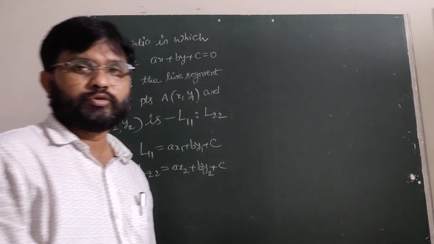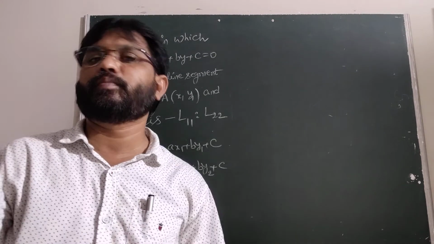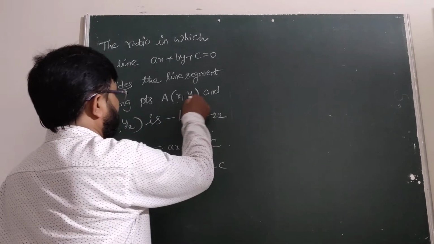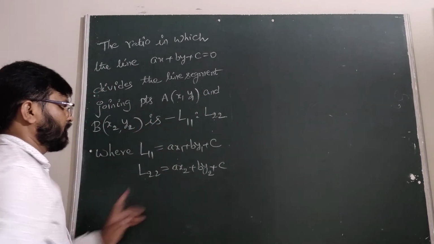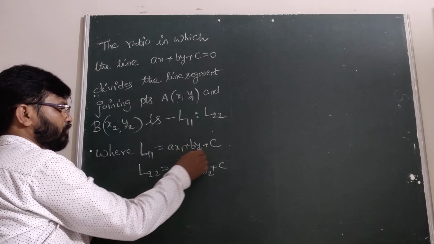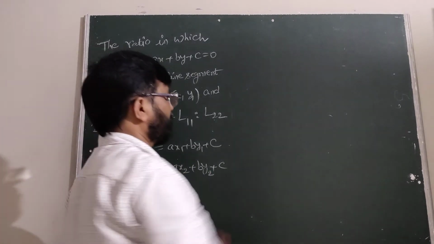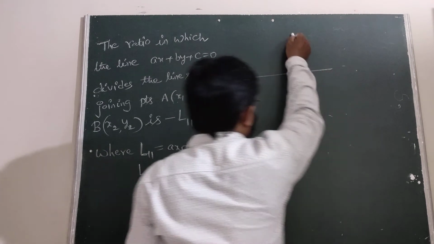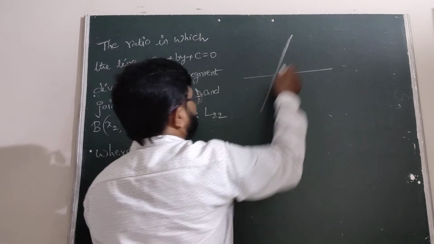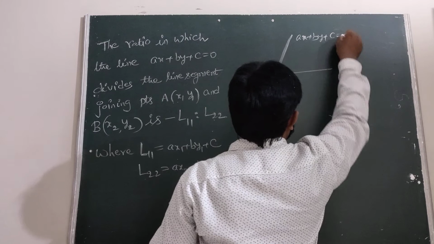One theorem: the ratio in which the line ax plus by plus c equal to 0 divides the line segment joining A(x1, y1) and B(x2, y2) is minus L11 is to L22, where L11 is ax1 plus by1 plus c, and L22 is ax2 plus by2 plus c. Here we are taking the line L, that is ax plus by plus c equal to 0.